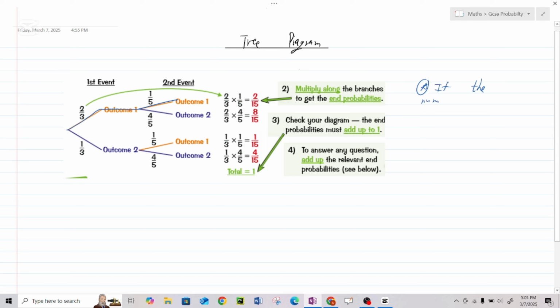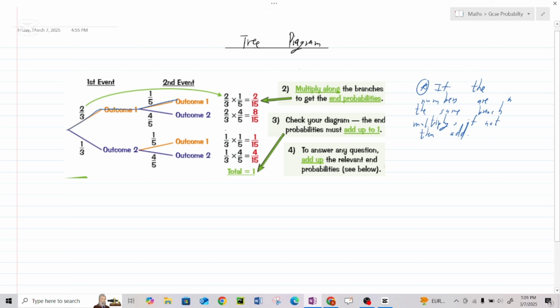If the numbers are in the same fraction, in the same branch, multiply. If not, then add. And we're going to see an example as well. Because outcome 1 and outcome 1 were in the same branch, I would just multiply them. So 2 by 3 multiplied by 1 by 5, and I get my answer, 2 by 15. If someone says find the probability of outcome 1 and outcome 2, it's 2 by 3 multiplied by 4 by 5.